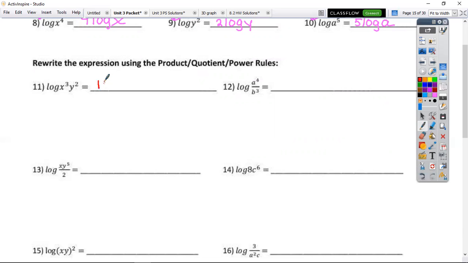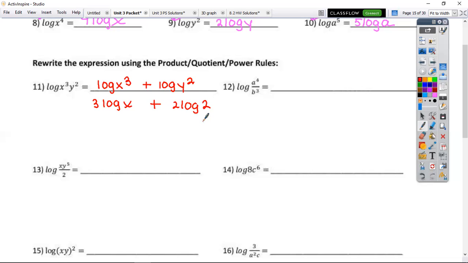So what might be helpful is to rewrite this as the log of x cubed plus the log of y squared first. So that's your product rule, and then power down in front, power down in front. So my answer is 3 log x plus 2 log y. So again, you just got 2 things to do with that one.